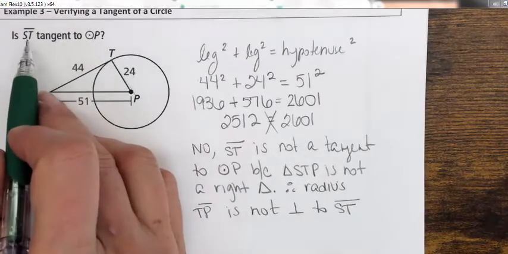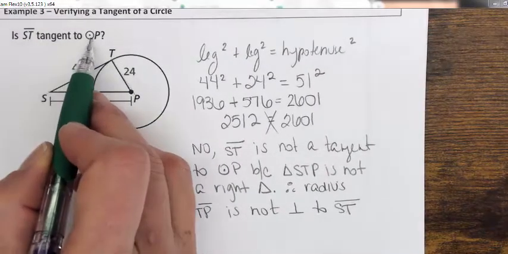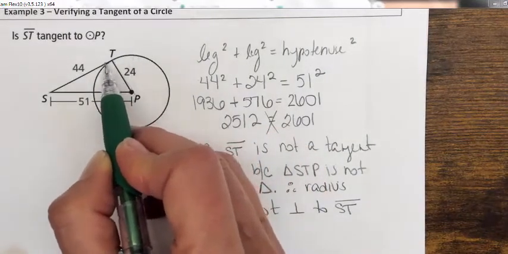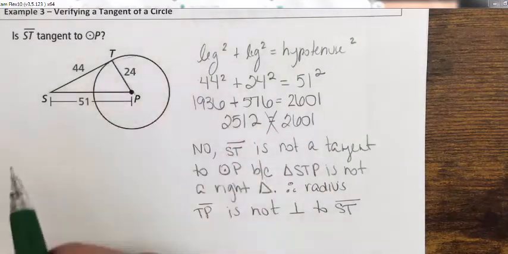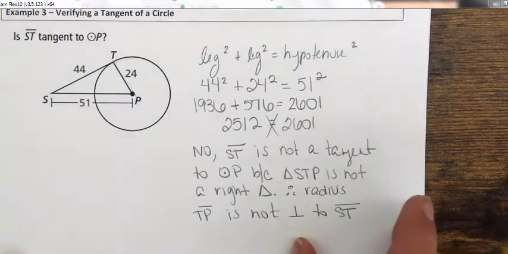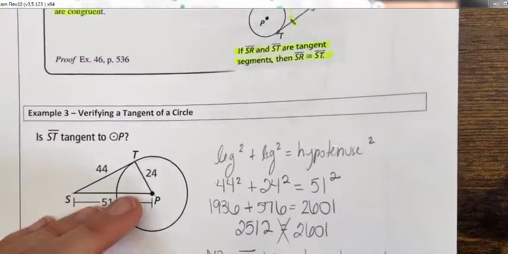Therefore, we know that ST is not actually tangent to circle P. I'm not sure what it's doing. It might come through here and touch again, right? Maybe it doesn't even touch. I really don't know. Okay, that's example 3. Moving on.